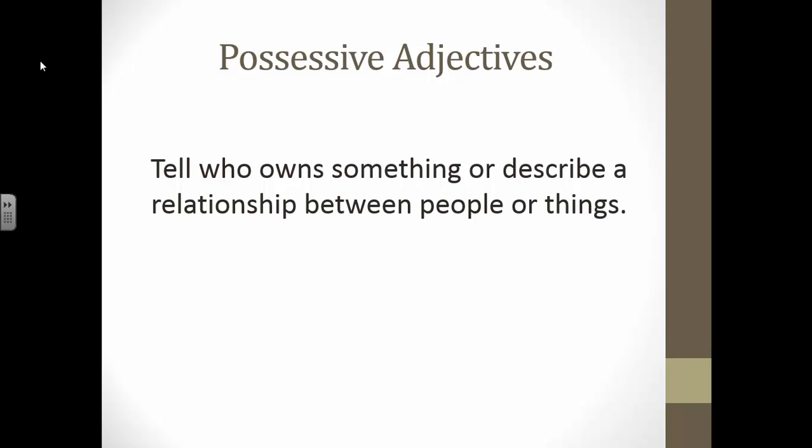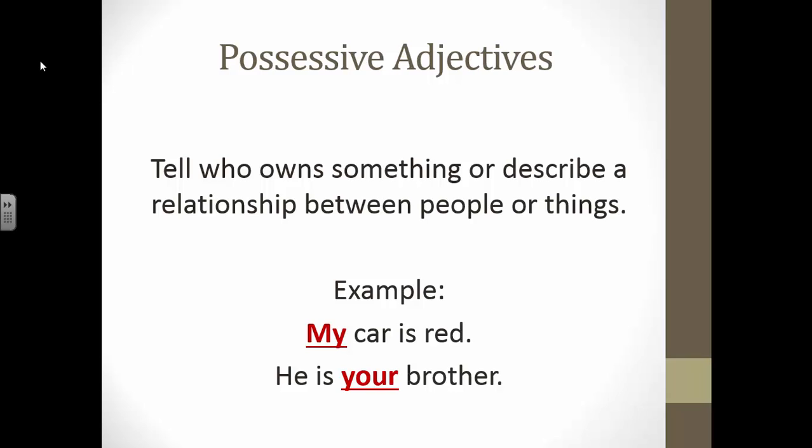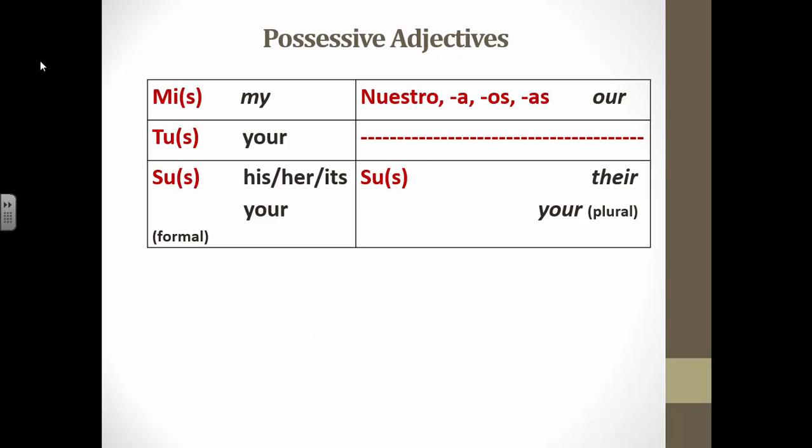Let's look at some examples so that you can understand what possessive adjectives are. In English, my is a possessive adjective. So my car is red, my being the possessive adjective because it tells who owns the car. The car is my car. Okay, he is your brother. Again, you are the one who technically owns the brother. The brother is your brother. Okay, it tells that relationship between you and your brother. Okay, make sure you fill out part B as well.